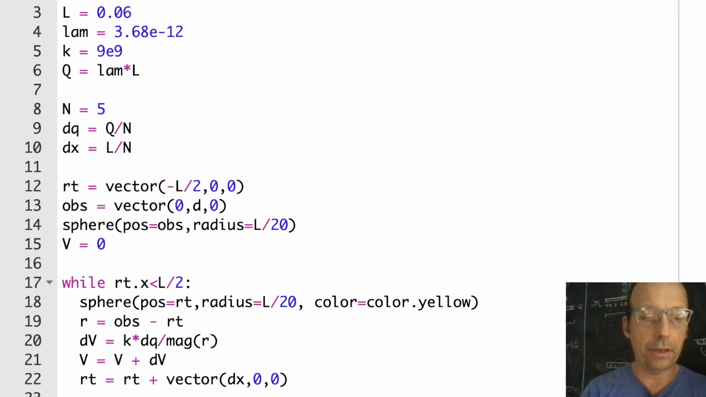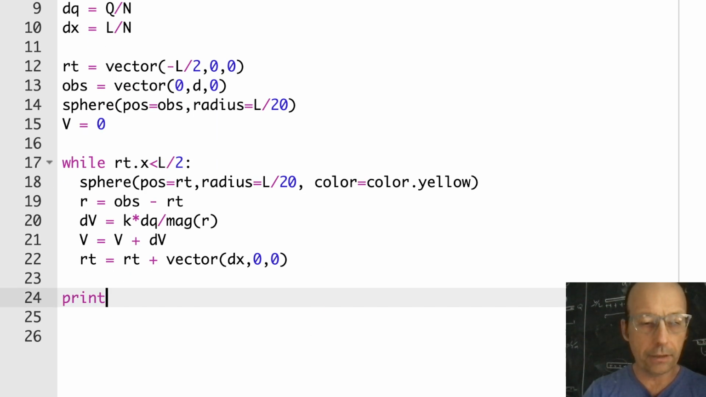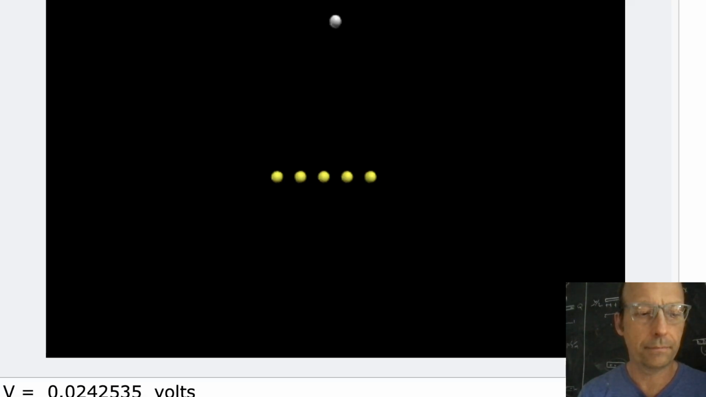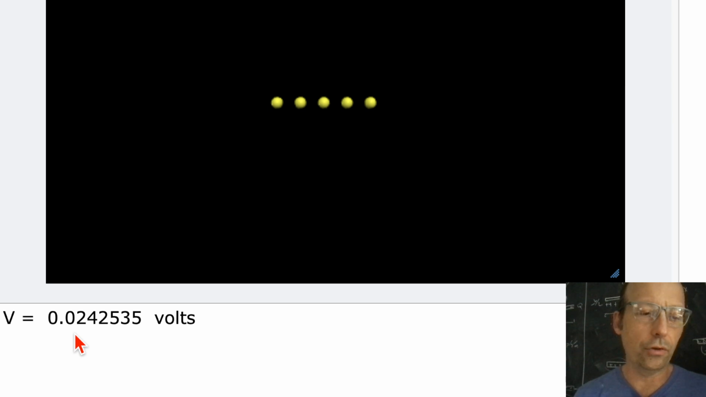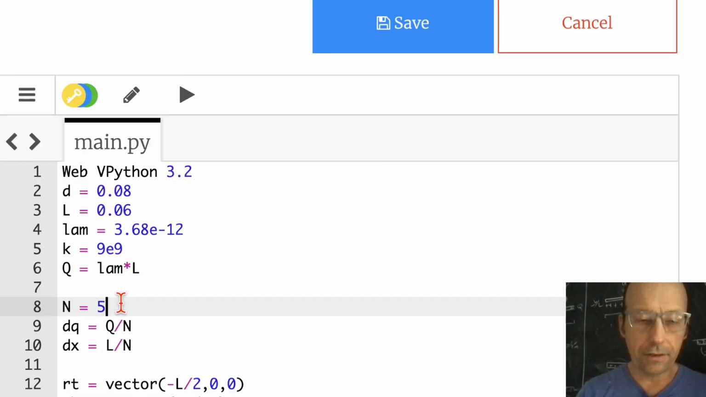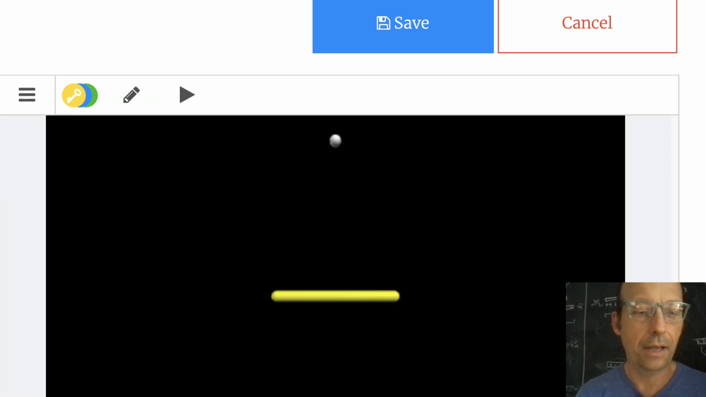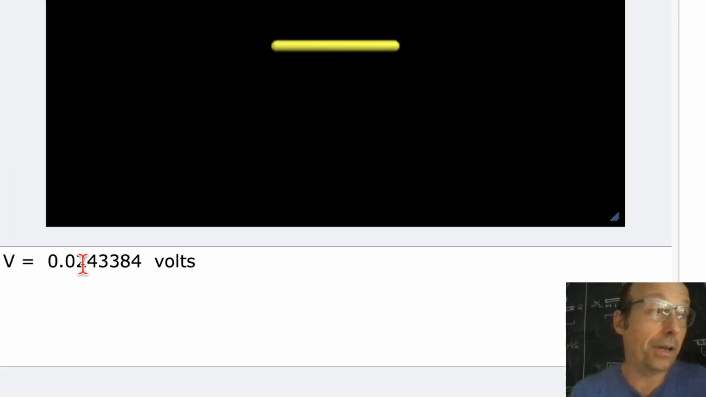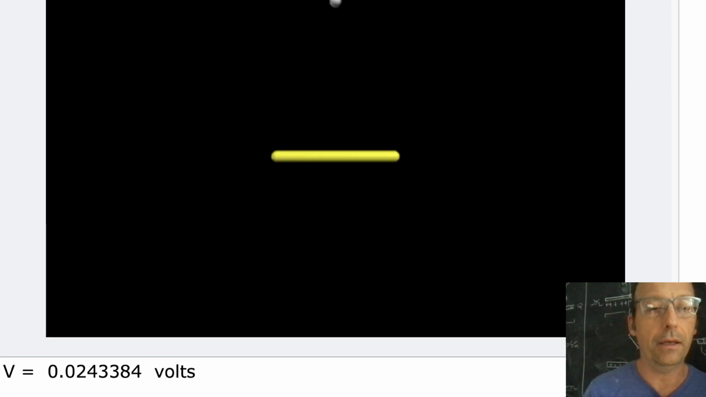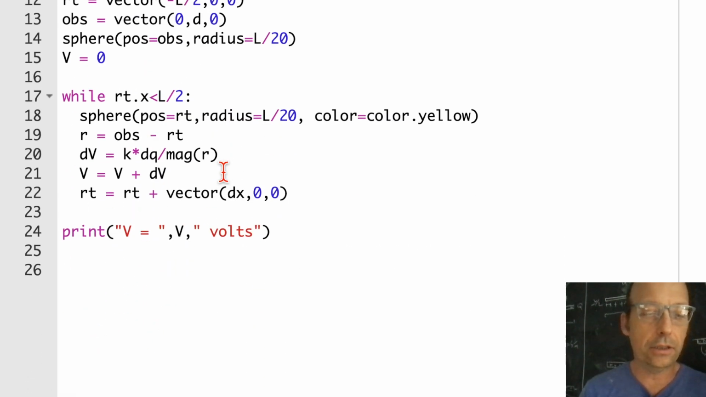Now down here we can print that out. Print V equals V volts. Run it. And I get that 0.024. Okay, let's increase the number to something reasonable, like let's say 500. Now you see it looks a lot better, but I still get about the same thing, so that's pretty good. Now what we need to do is to use our theoretical calculation and see if we get the same thing. And here's where I'm a little scared, but let's just do it.